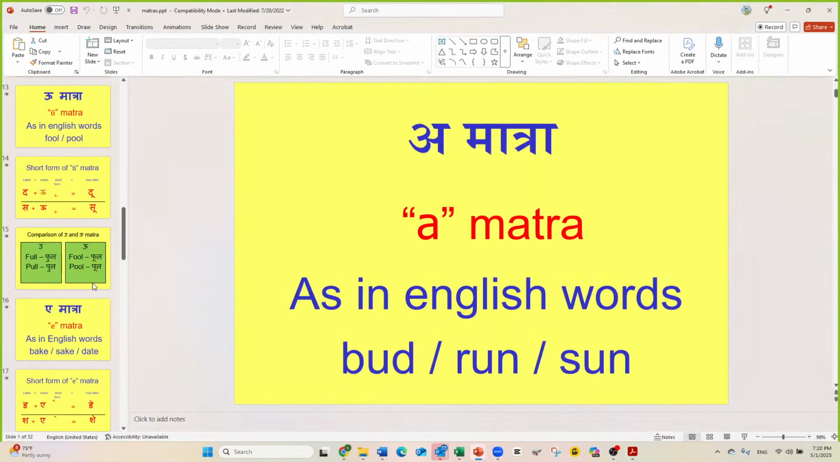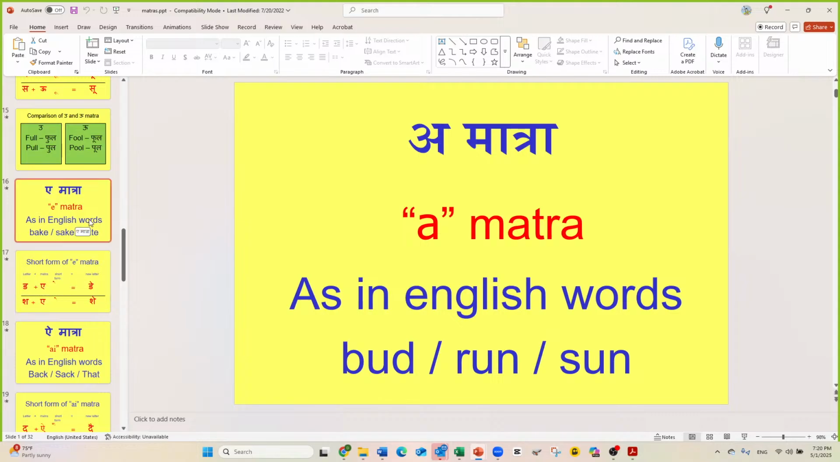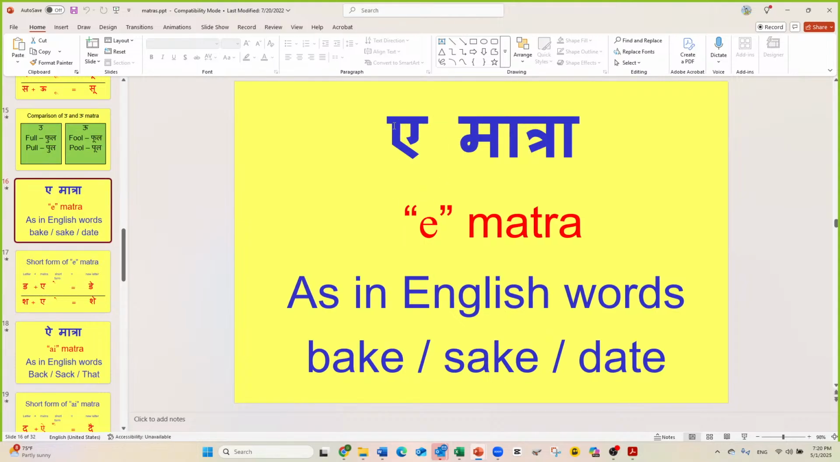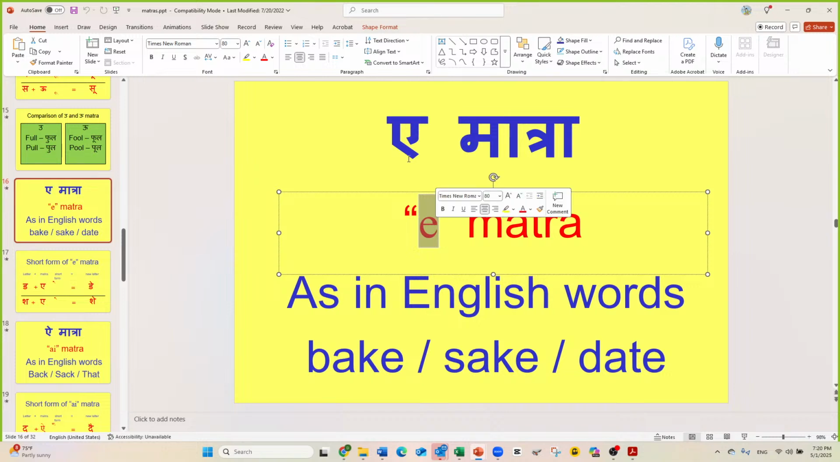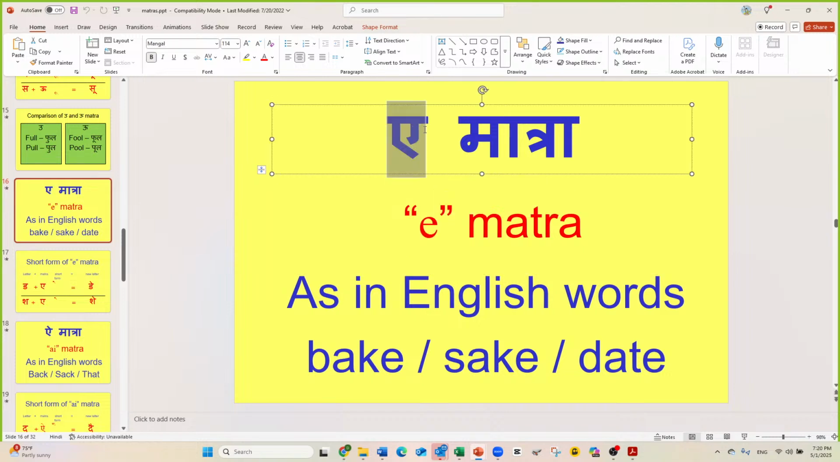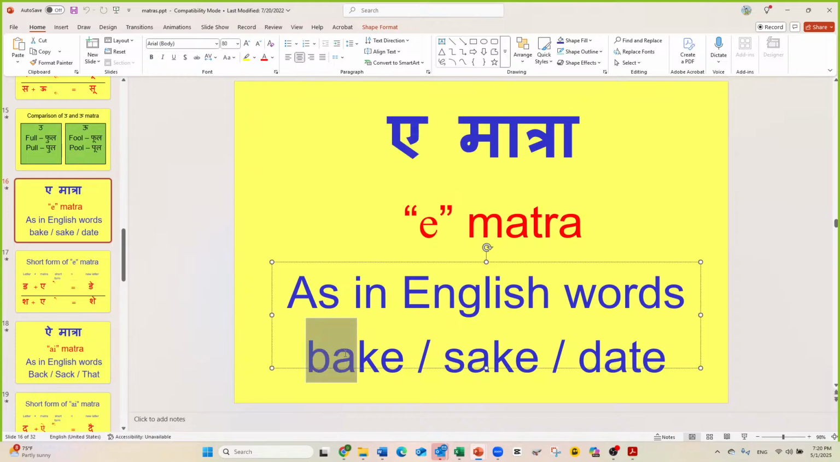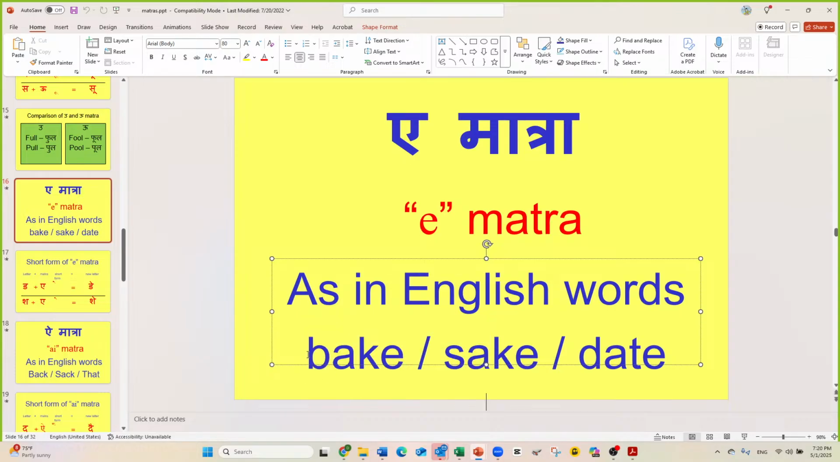So we have the A matra, for which we will use the English letter E. So think about the sound A. Now, if you say bake, even if the spelling is different, we are not concerned about spelling. We are concerned about the pronunciation. So we will say bay as in bake. Say as in sick. Day as in date.